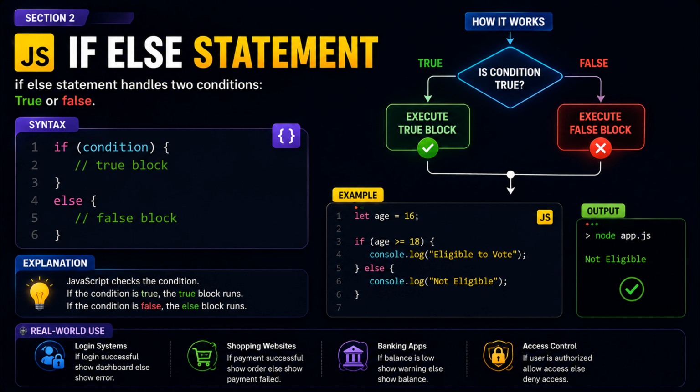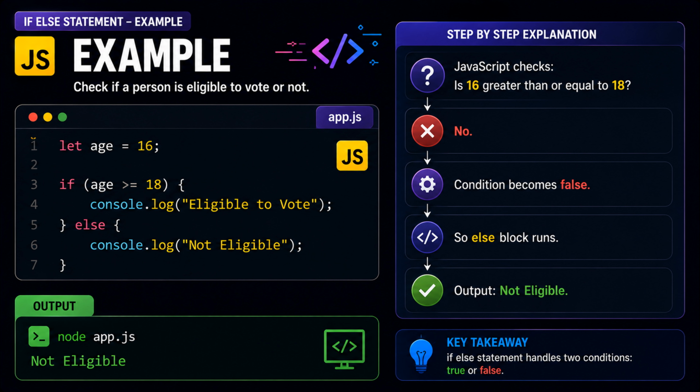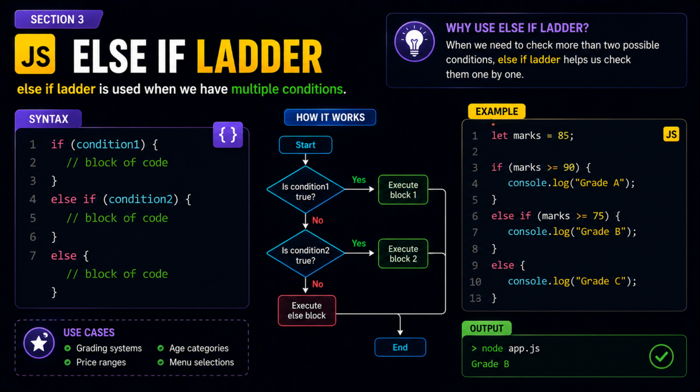Section 2, if-else statement. The if-else statement handles two conditions, true or false. Syntax: if (condition) { true block } else { false block }. Example: let age = 16; if (age >= 18) { console.log("Eligible to vote"); } else { console.log("Not eligible"); }. JavaScript checks, is 16 greater than or equal to 18? No, the condition becomes false, so the else block runs. Output: not eligible.